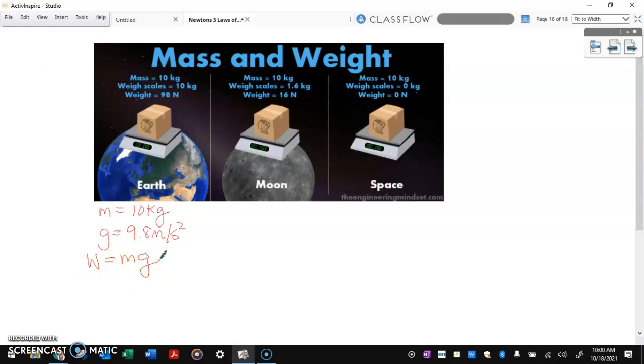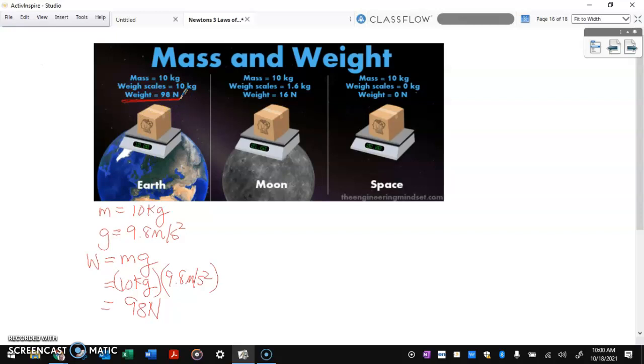So the mass is 10 kilograms. The weight, gravity is 9.8 meters per second squared. And so our weight on Earth would be 10 times 9.8, or 98 newtons. And that's how the calculation is made. And you can see it's right there, 98 newtons.